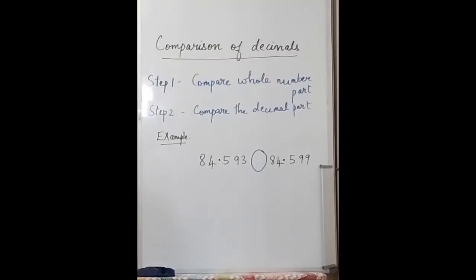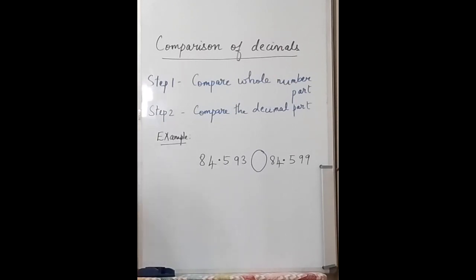Now we are going to learn how to compare decimals. Step 1 is you will compare the whole number part first. Step 2 is you will compare the decimal part. Now let's see an example. I have two decimals here, 84.593 and 84.599. So what am I going to do?